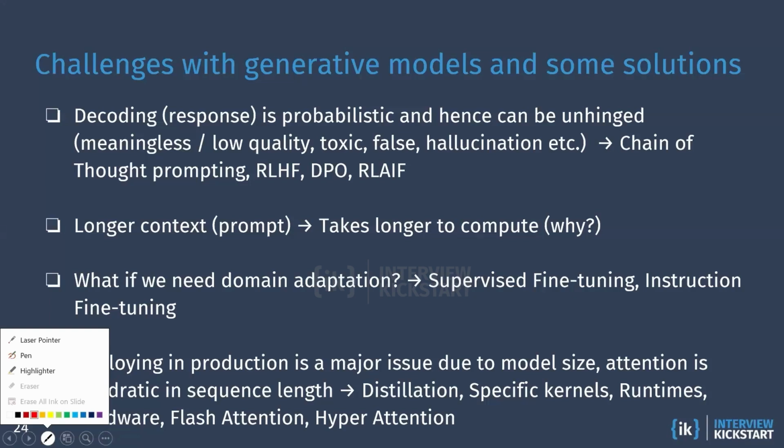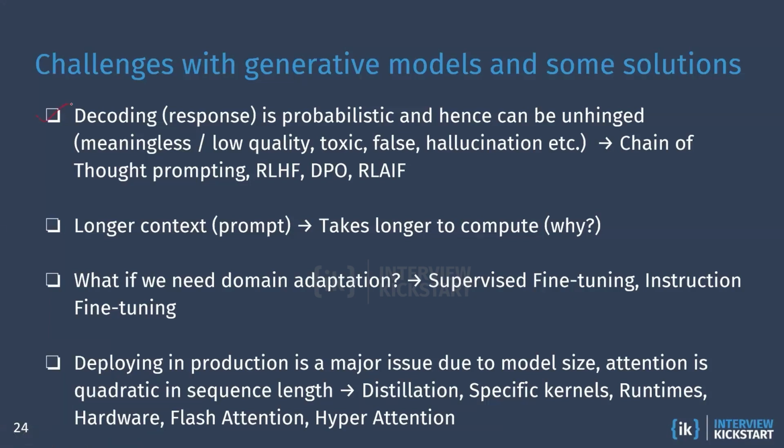The first problem, as we had said, is basically to decode or generate a response which is probabilistic in nature and hence can be unhinged. Unhinged means that it's not always guaranteed to be meaningful and accurate. The second problem: if you have a very long context or prompt, it takes longer to compute, right? The model will take time to understand what you are trying to do. So if your context becomes longer, the compute time will also become more.